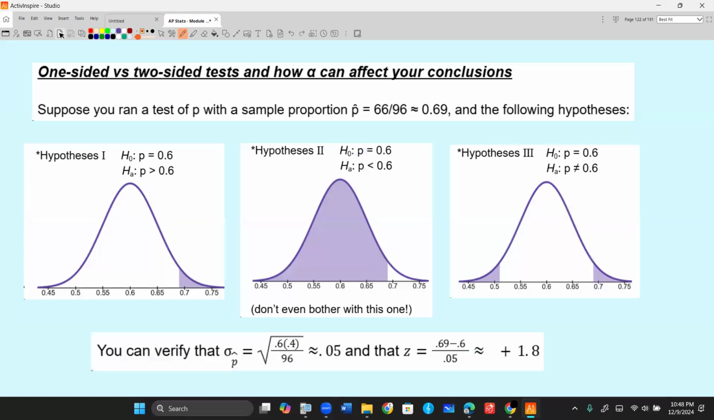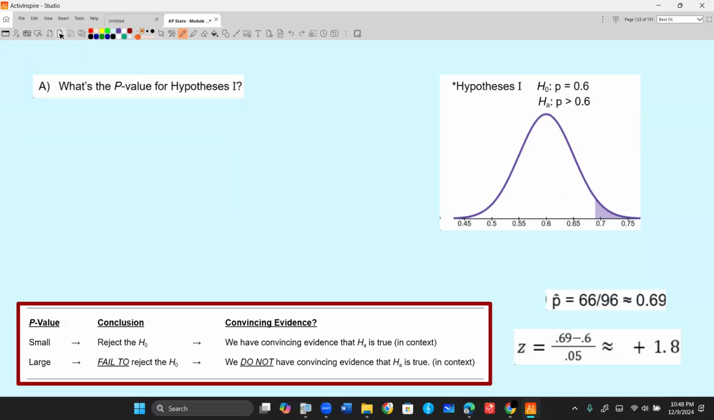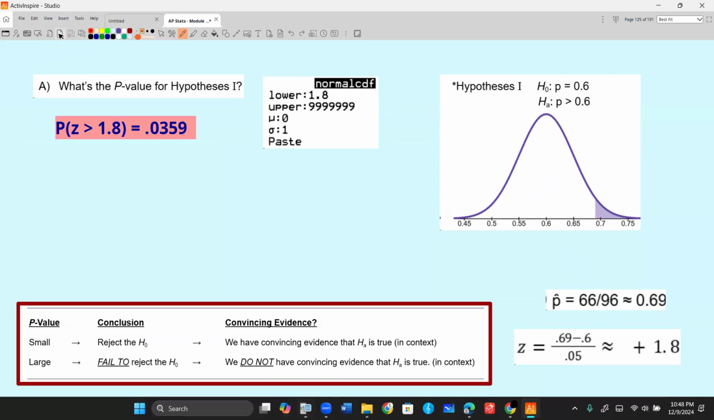So we can verify that the standard error is going to be about 5%, 0.05, and our z-score is positive 1.8. I'm not going to do that here, but let's do a couple calculations. First, what's the p-value for hypothesis 1? So let's look at our p-value here. Our z-score is 1.8, and we're going to calculate the probability of getting 1.8 or more extreme in a normal curve. Well, that's going to give you a probability of 0.0359.